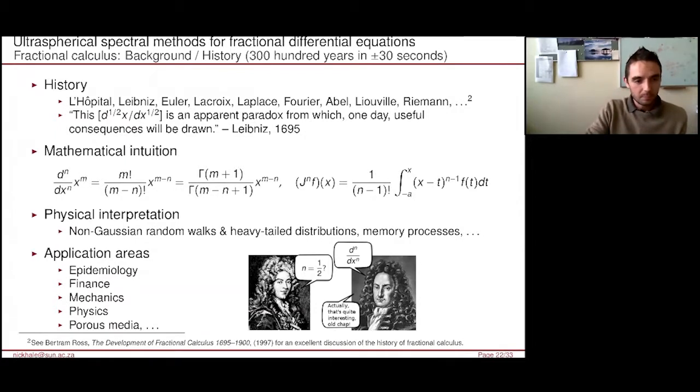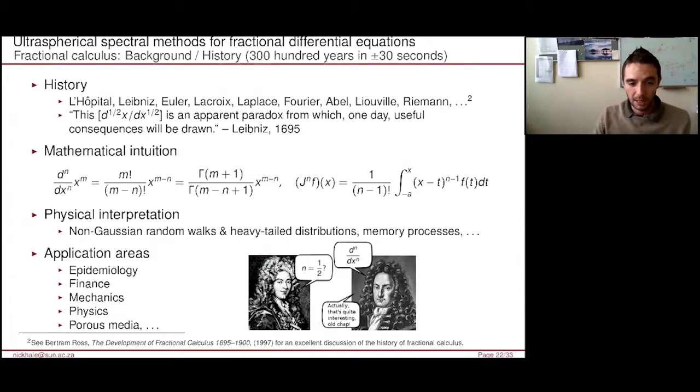Leibniz was talking about d^n/dx^n, and L'Hopital asked what would happen if n was equal to a half. Here's a quote from the return letter. He said that this half derivative was an apparent paradox from which one day useful consequences might be drawn. And this has turned out to be true. Over the past 300 years there have been theoretical approaches to what fractional derivatives might mean, but maybe in the past 20, 30 years, people have really been using these things for more applications.